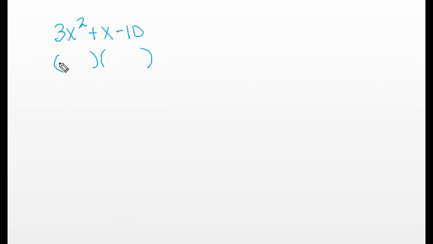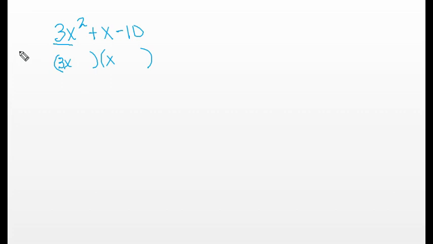I know that when I multiply the first 2 terms of my binomial factors, they have to have a product of 3x squared. So I'm asking myself, well, what can I multiply together to give me 3x squared? I know that I can multiply 3x times x to give me 3x squared. I also know that I've got to multiply these constants together to give me negative 10.